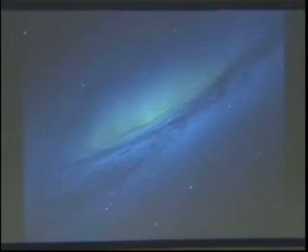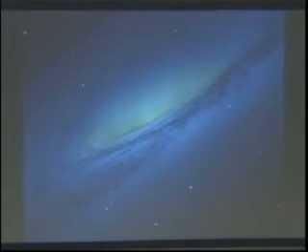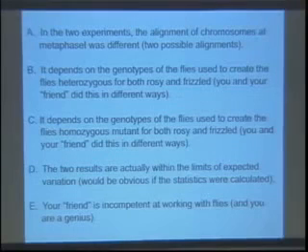All right, so let's see what we got here. Okay, so most of you voted for B, okay? All right, so now let's go back here. Most of you said B, and that's that it depends on the genotypes of the flies used to create the flies heterozygous for both rosy and frizzled. And the idea is that you and your friend made them in different ways, okay?